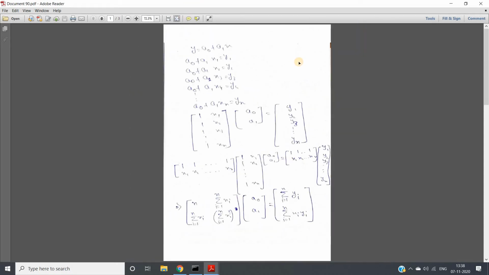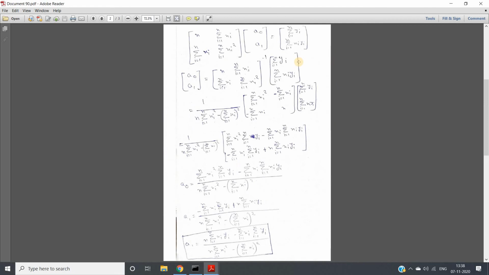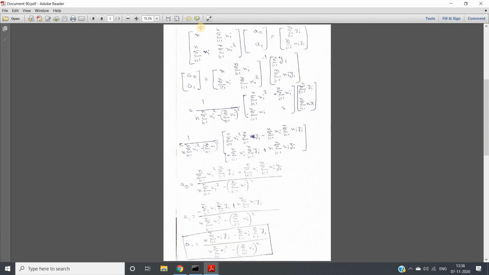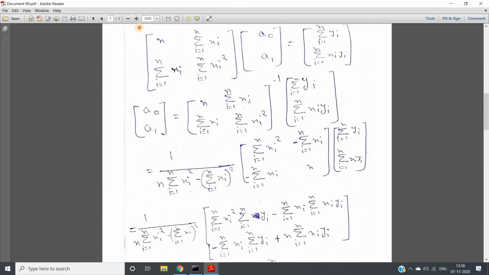So coming to the next page, see what we have done. I have taken the same equation as taken earlier, then I am taking the inverse of this matrix so that only a0 a1 will be remaining on the left hand side. Okay, so if you take the inverse of this matrix, I have just written like this. Same, just here the power minus 1 I have written to denote that this is the inverse of this matrix, and this one I am keeping as it is.